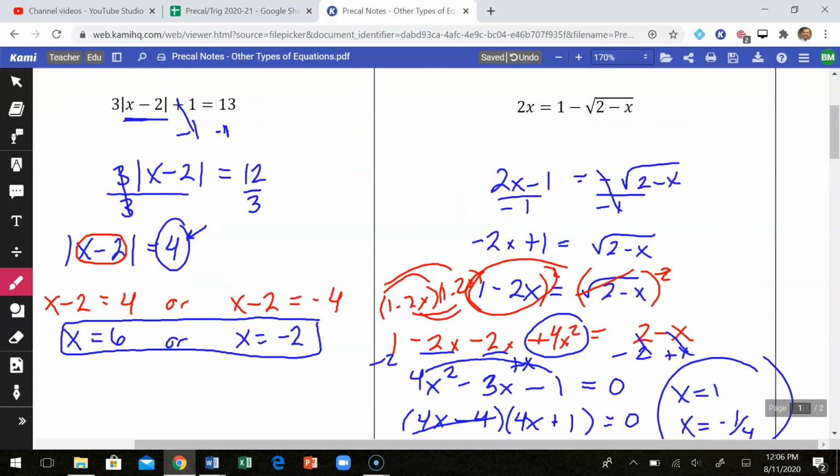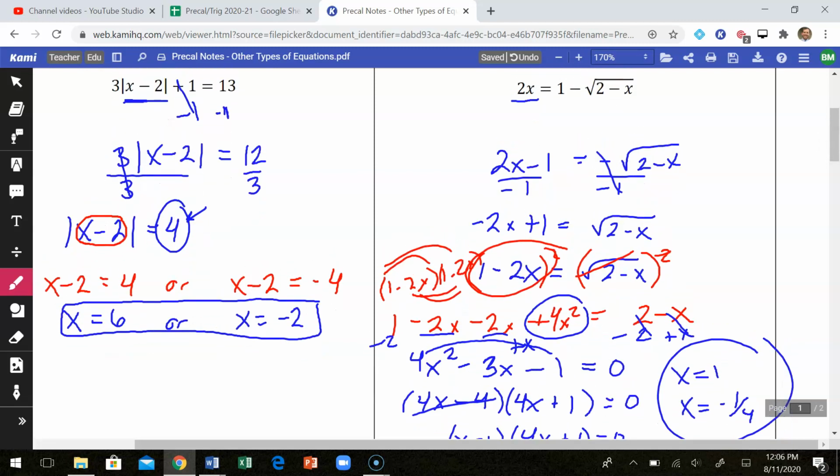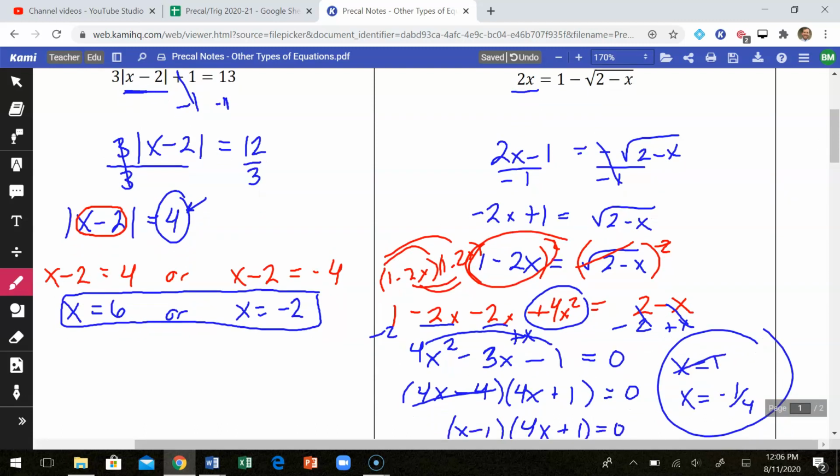Normally, it will check out if you plug it in to both sides and you have positives going on. So if I plug in 1, I'm going to have 2 on the left side, and on the right side, 2 minus 1 would be 1. Square root of that is 1, and 1 minus that is 0. So that actually does not work.